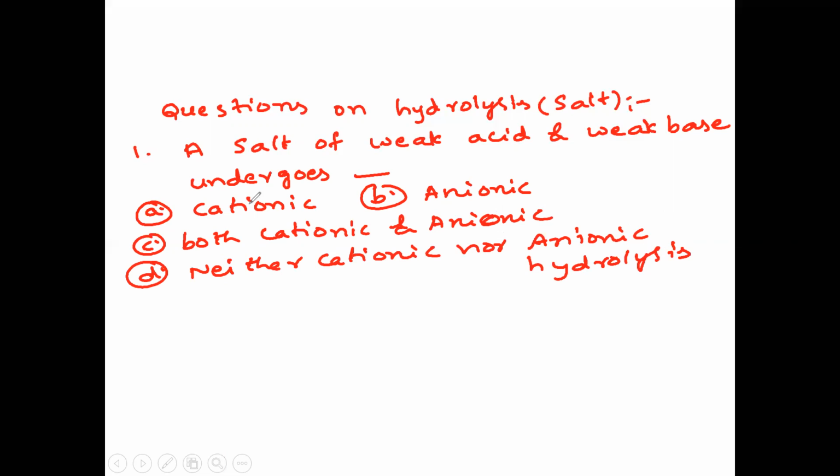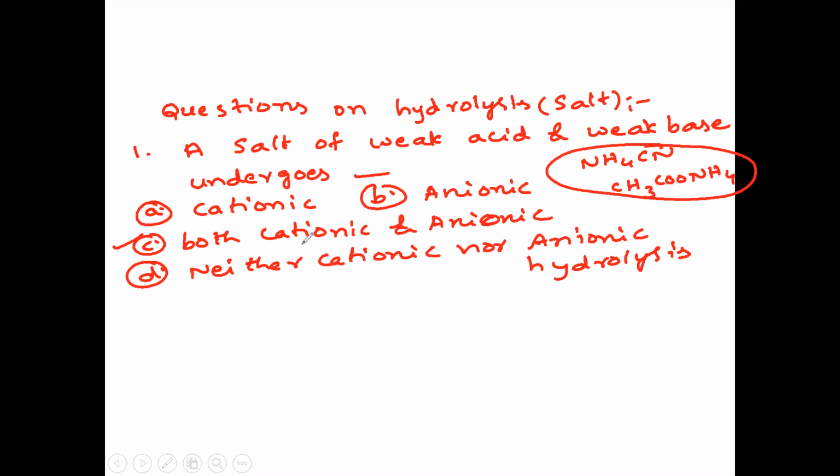So this is the question. It will undergo cationic hydrolysis, anionic hydrolysis, both cationic and anionic hydrolysis, or neither. So the answer, as we know, is C, because of weak acid and weak base. What is the example? Ammonium cyanide, because hydrogen cyanide is there. KF, potassium fluoride, sorry, this KF will not come. Ammonium cyanide, ammonium acetate, etc., will undergo this type of hydrolysis. These are nothing but examples of weak acid and weak base.